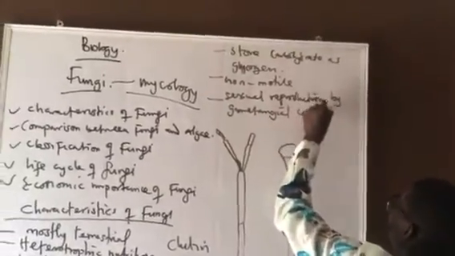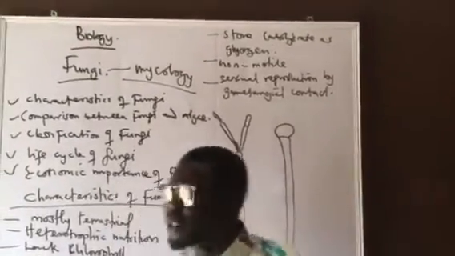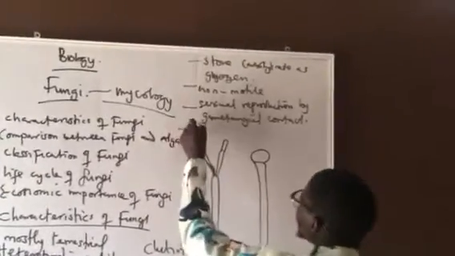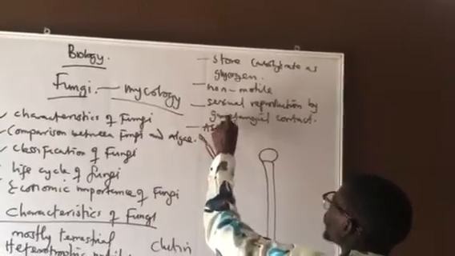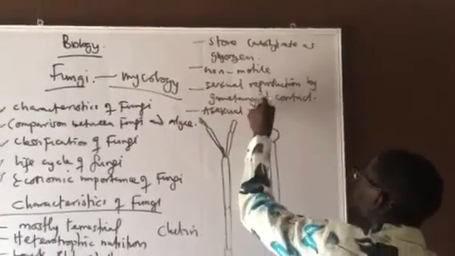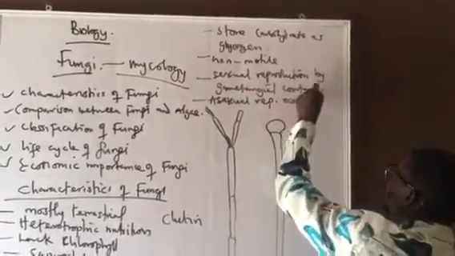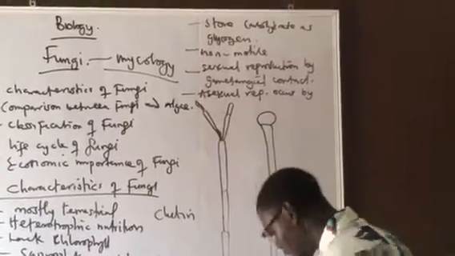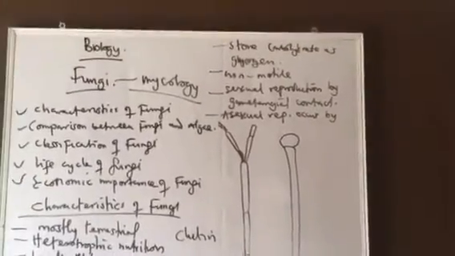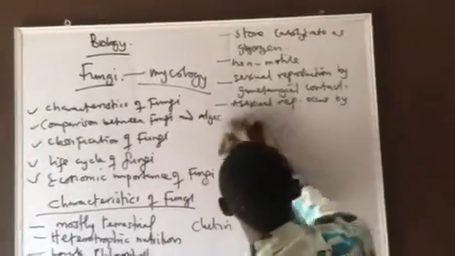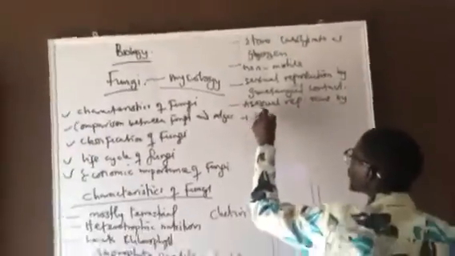So when the gametes come in contact with each other, there will be fusion of gametes. Then they also carry out asexual reproduction. Asexual reproduction occurs by three means. It occurs by spore formation. They can also carry out budding.